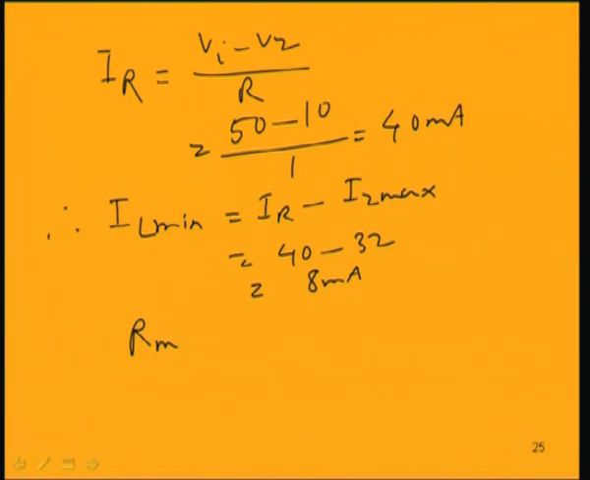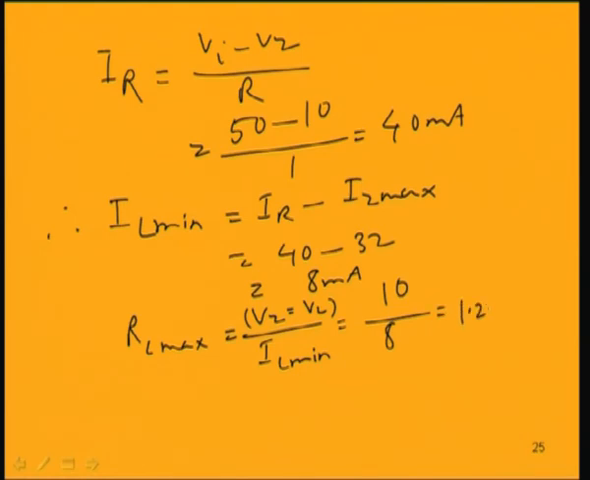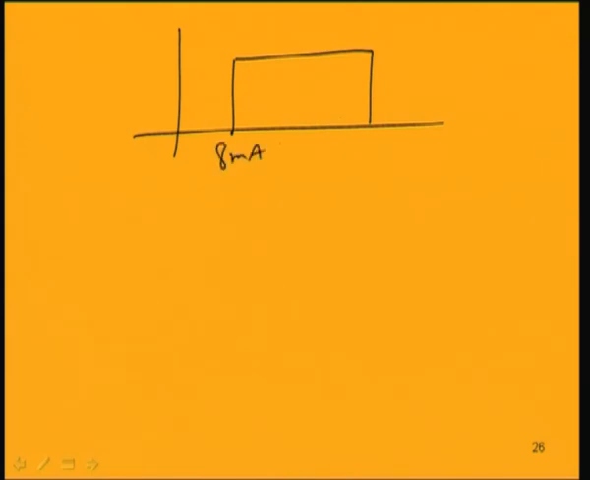So, correspondingly we get RL max. RL max is VZ by IL min. VZ is nothing but VL, the load voltage across this resistance. So, that is equal to 10 volt divided by IL min, we have 8 milliampere, that is 1.25 kilo ohm, which will be the maximum load resistance. That means, for these two conditions of minimum load current 8 milliampere and maximum load current 40 milliampere, we get constant voltage VZ, which is 10 volt.